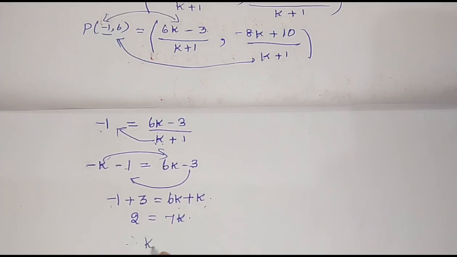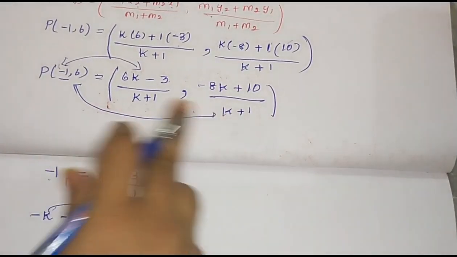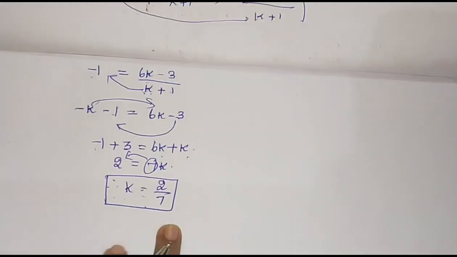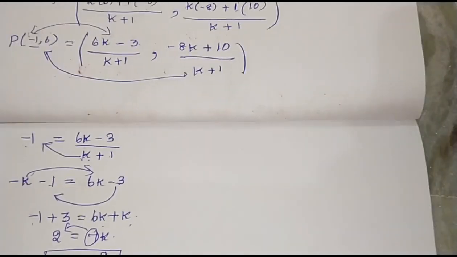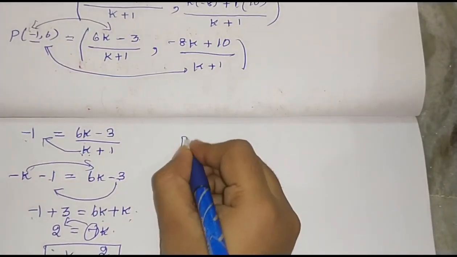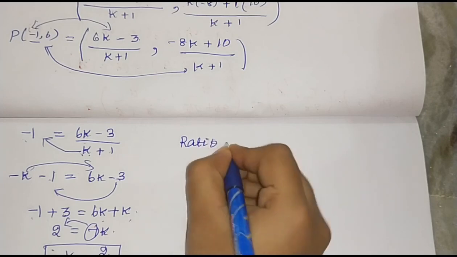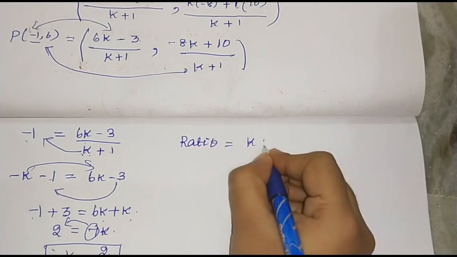Therefore, k equal to, multiplication 7 transfer to this side, so you will get 2 divided by 7. So the k value is 2 by 7. If you compare y coordinate also, the k value 2 by 7 only will come. You can check it. So ratio equal to k is to 1.